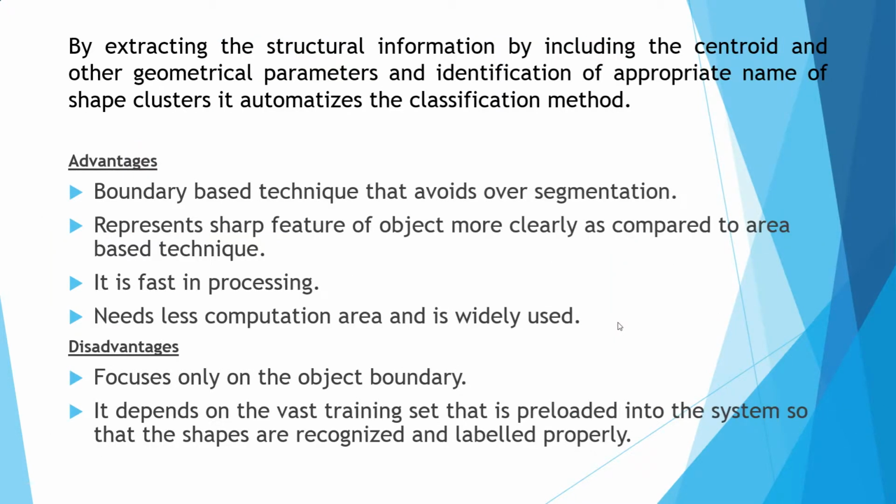By extracting the structural information, including the centroid and other geometrical parameters, and identifying the appropriate name of the shape clusters, it automates the classification method. Some advantages are that the boundary-based technique is used, which avoids over-segmentation. It represents sharp features of the objects more clearly. It is fast in processing and needs less computational area. The disadvantage is that it focuses only on the object boundary and it depends on the vast training set that is preloaded into the system.